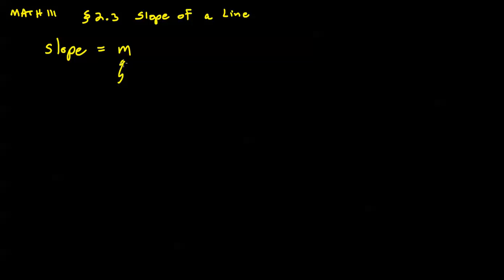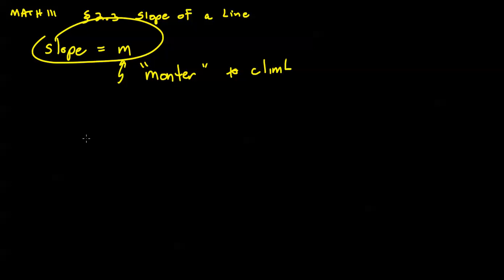M, if you don't know, it's from the French verb monter, which means to climb. And over the years, this notation has evolved. Slope we refer to with the lowercase letter m.